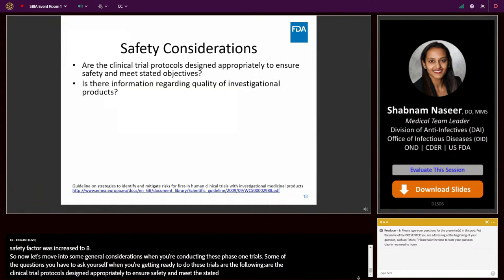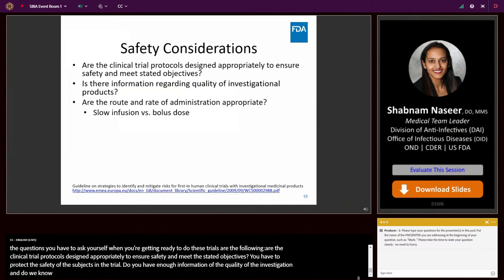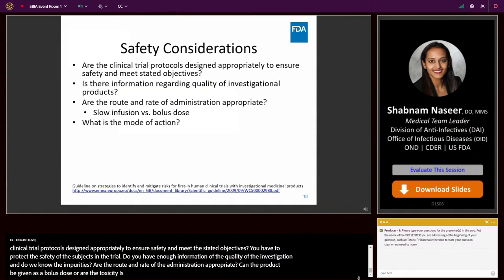Do you have enough information about the quality of the investigational products? Has the formulation been well characterized, and do we know what the impurities are? Are the route and the rate of administration appropriate? Can the product be given as a bolus dose, or are the toxicities such that it has to be given as a slow infusion? What is the mechanism of action?